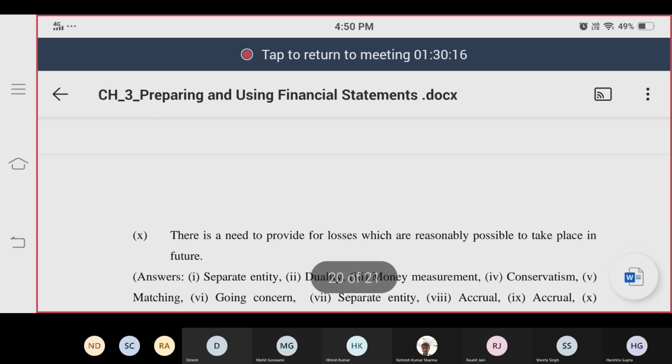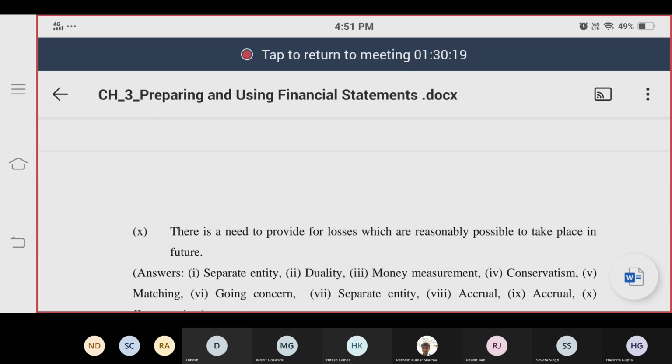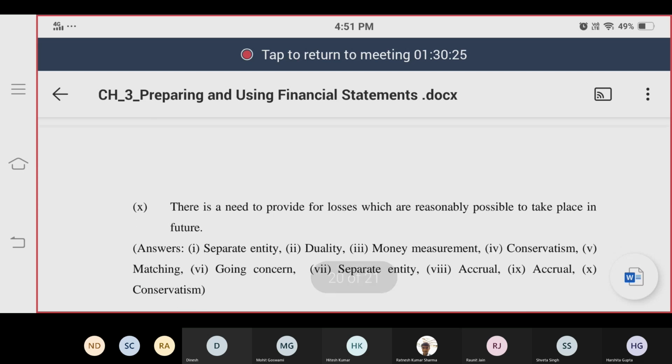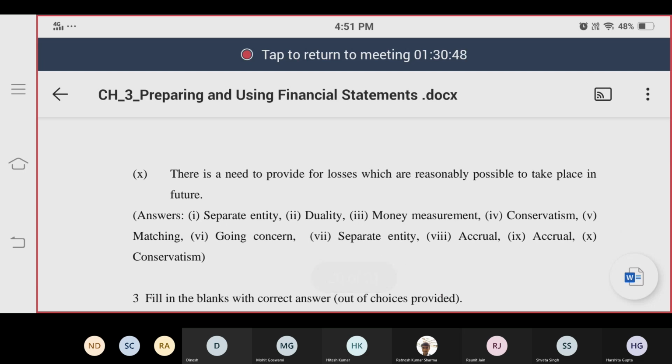There is a need to provide for losses possible to take place in the future. Suppose you feel that I have made so many sales to customers and I've created so many debtors. Now there are chances that some of these debtors may not pay us back. Okay, that means we can record a loss on that sale. They might either die or become bankrupt or just say that I will not pay you. Okay, so the conservative principle of accounting says that you have to create provisions for such debtors, and we create provision for bad debts, provision for losses, and that is the conservative principle.